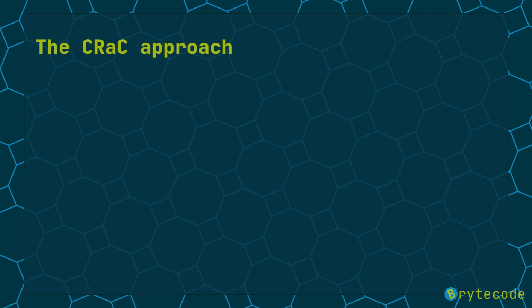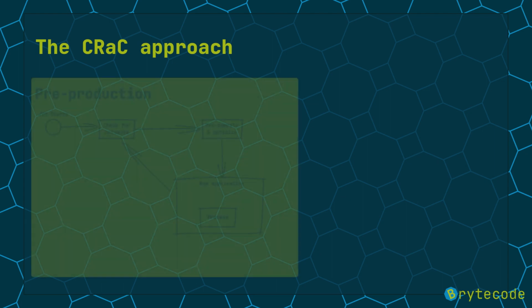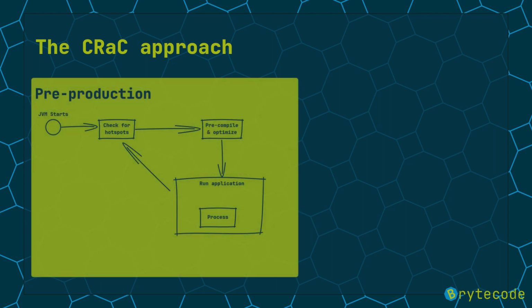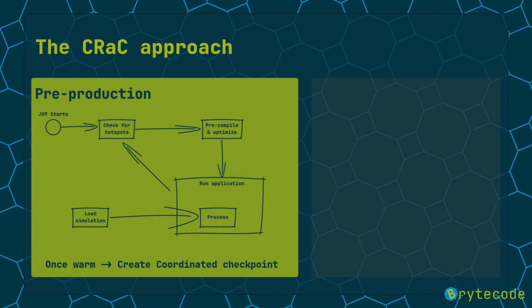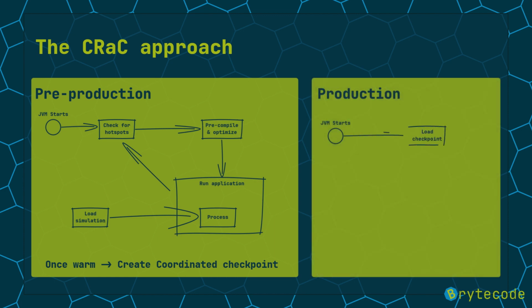CRaC takes a different approach. You spin up your application in a pre-production or canary environment. You let the JVM warm up the application. You create a checkpoint of the optimized process. Then, in production, you load the optimizations from the checkpoint and you start serving requests almost instantly.